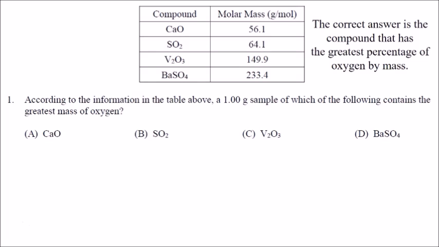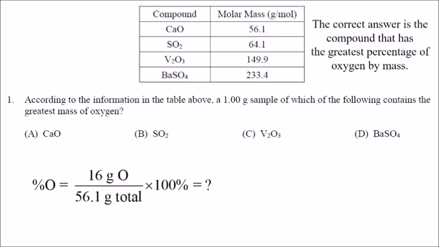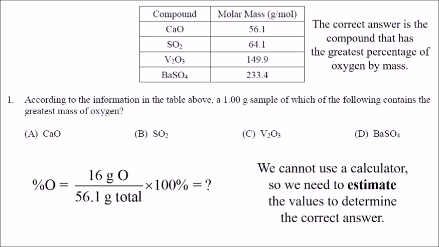If we were to calculate the percentage of oxygen for the first choice, calcium oxide, it would be the mass of oxygen, so 16, divided by the total mass times 100. But since we cannot use a calculator to solve this question, we need to estimate the values to determine the correct answer. So we'll estimate that this ratio is 16/56 for right now. Since the second choice, sulfur dioxide, has 2 oxygens, it's going to be 32 divided by the total mass, which we'll say is 64.